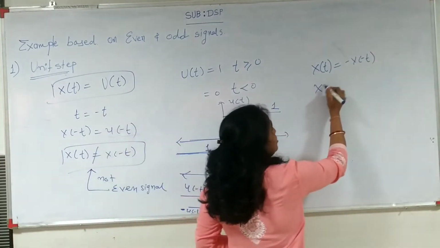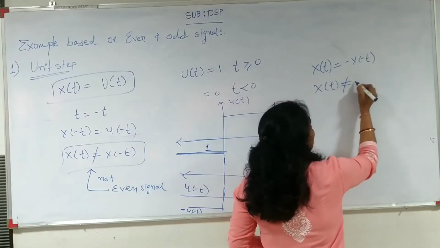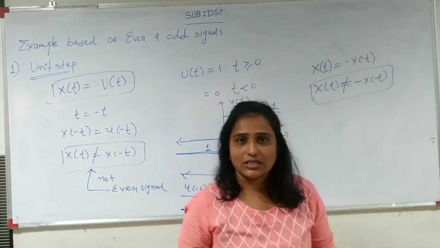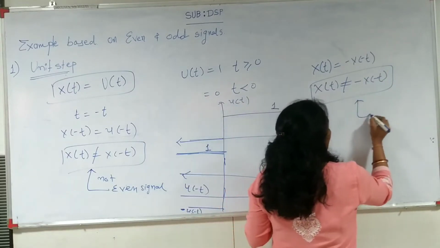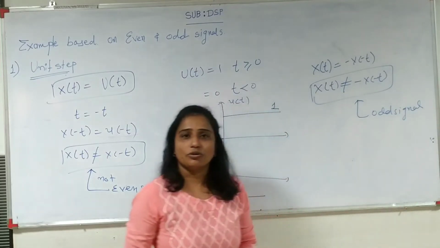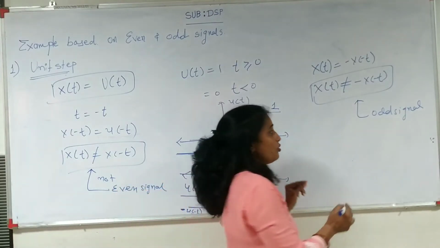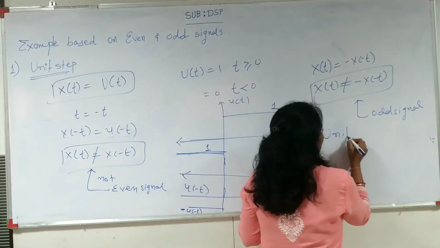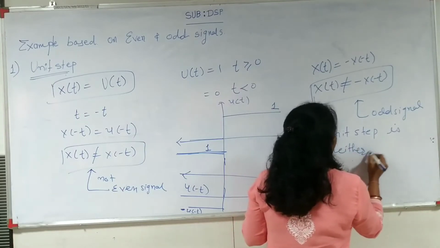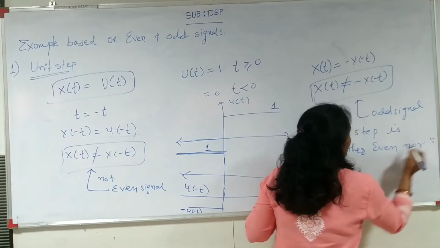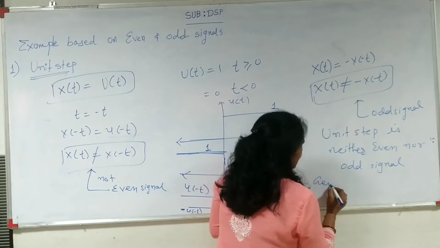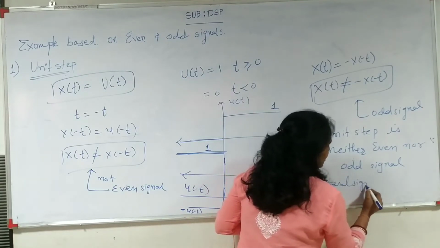Again, x of t is not equal to minus x of minus t, so this condition is also not satisfied. So it is not called an odd signal. From this we can say that the unit step is neither an even nor an odd signal. So it is nothing but a general signal.